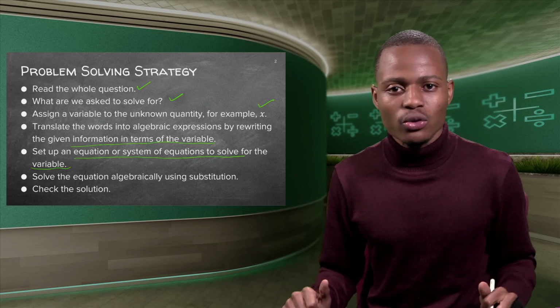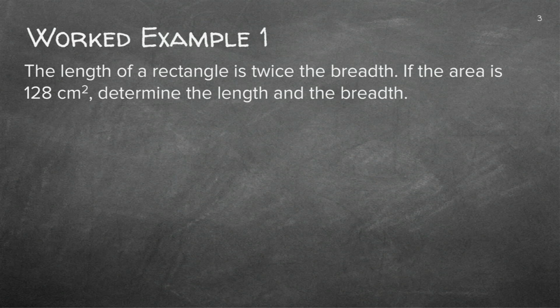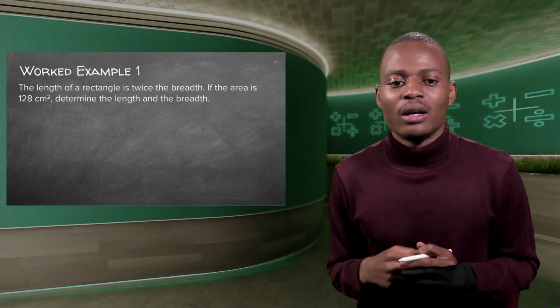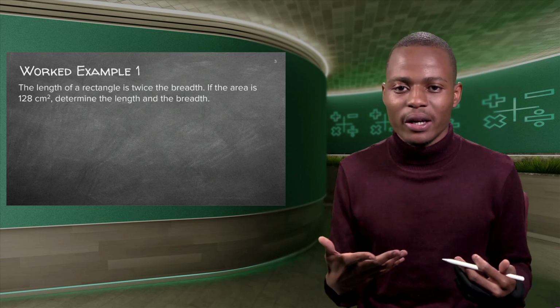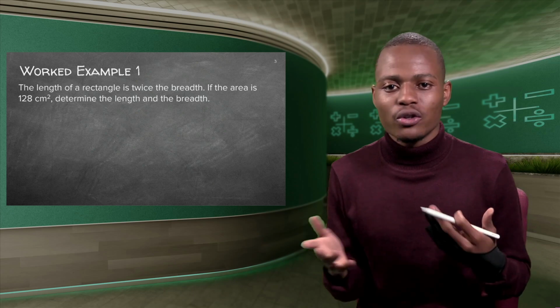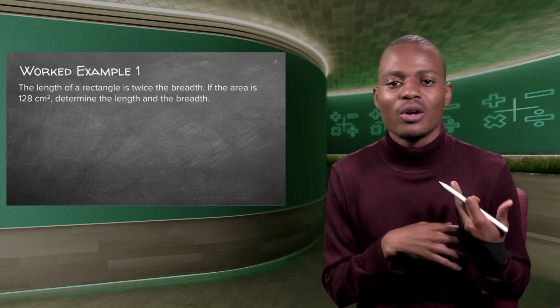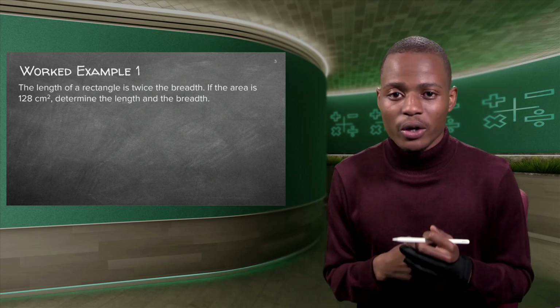All right, so now let's do the first problem that we have, and it says the length of a rectangle is twice the breadth, and if the area is 128 centimeters squared, determine the length and the breadth of this rectangle. So how do you know it's a quadratic problem? Because already it says 128 centimeters squared. And another second thing that you need to know is that you are working with area here. So if you're working with area, you're multiplying two properties together, so it automatically becomes quadratic, guys. So that is how we know all of this.